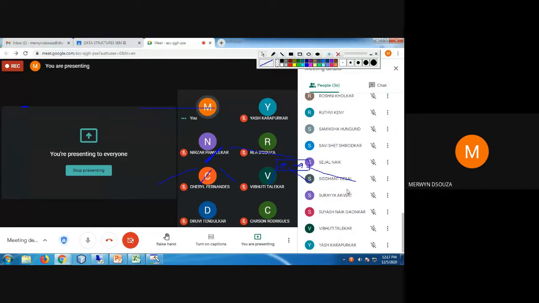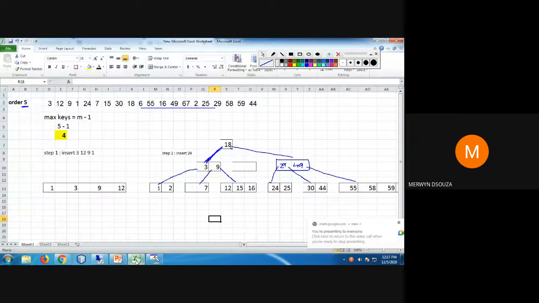Vibhuti, are you there? So if I am deleting 6, what do I need to do? Okay, it's open to all. Anyone, you can type your answers. So when I'm borrowing, case A, when I'm borrowing from a younger brother, what will happen? What will get shifted down? Which value will get shifted down? And which value will be shifted to the parent?